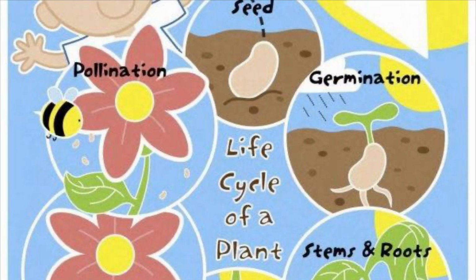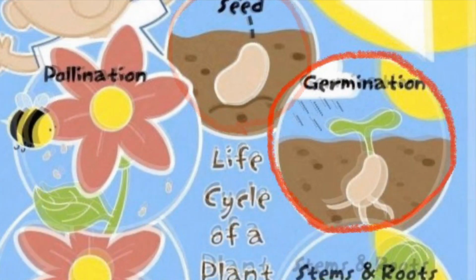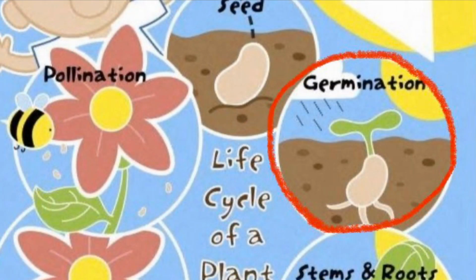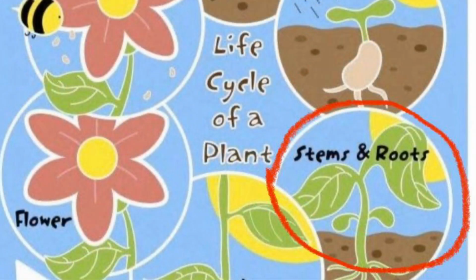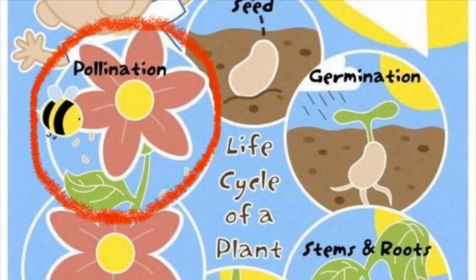When we first learned about plant life cycles, we learned 4 different stages. The first stage being a seed, the second stage being germination, or also known as sprouting, which we talked about in our last video. The third stage being stems and roots growing more. And the fourth and final stage we talked about was flowering. Now there's actually one final stage in the life cycle of a plant called pollination.